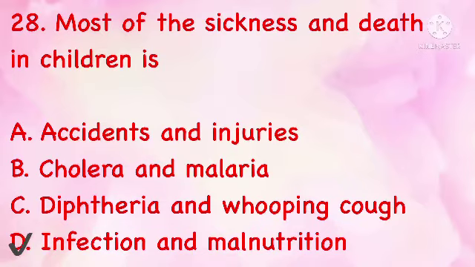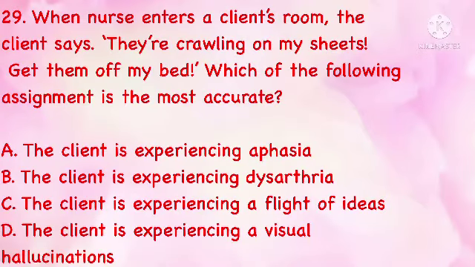Infection and malnutrition. When nurse enters a client's room, the client says, "They are crawling on my sheets, get them off my bed." Which of the following assessment is the most accurate? The client is experiencing aphasia. The client is experiencing dysarthria. The client is experiencing flight of ideas. The client is experiencing visual hallucinations. And the correct answer is D. The client is experiencing visual hallucinations.